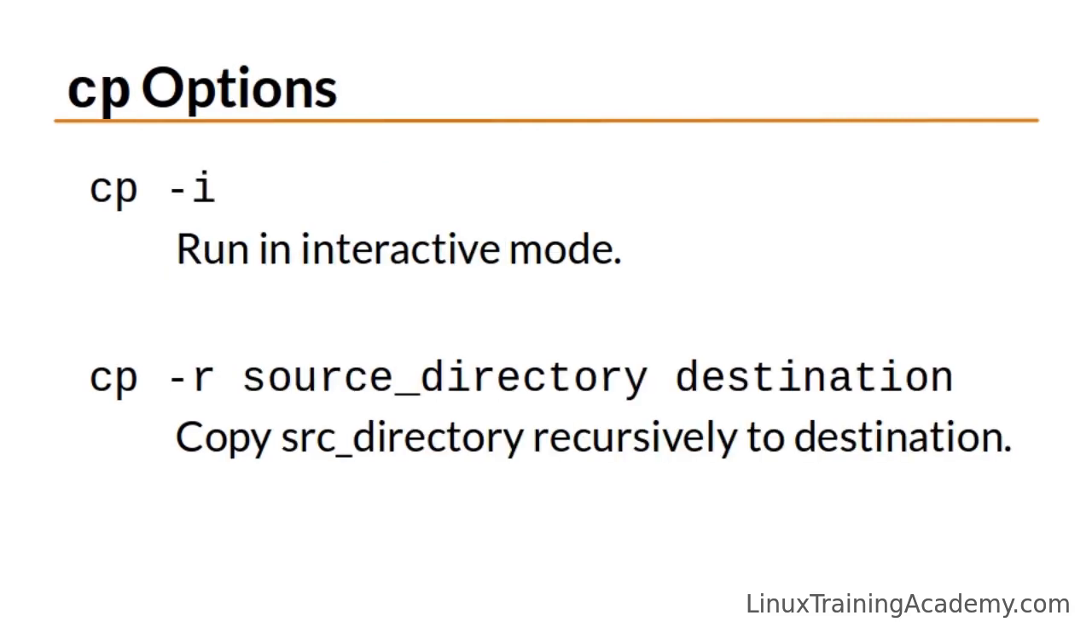To run cp in interactive mode, use cp space -i. If the destination file exists, cp will prompt you before it overwrites the file. If you use cp space -r, source directory, and destination, cp will recursively copy source directory into the destination directory. If the destination directory doesn't exist, it will create the destination directory with the contents of the source directory.